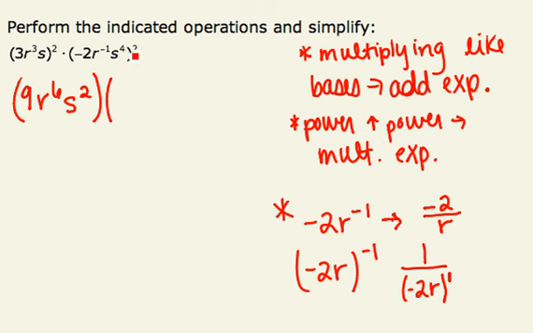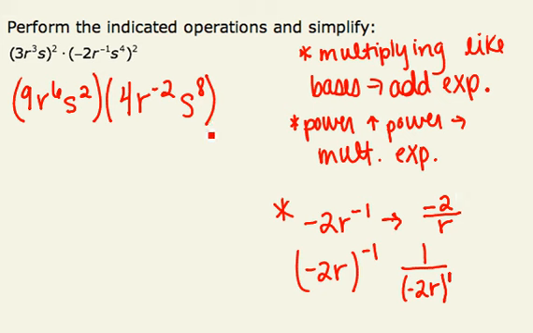Also, that negative 2, when you square it, remember to square the negative, getting 4. R to the negative 1 squared becomes r to the negative 2. S to the 4th squared, power to a power you multiply, s to the 8th.